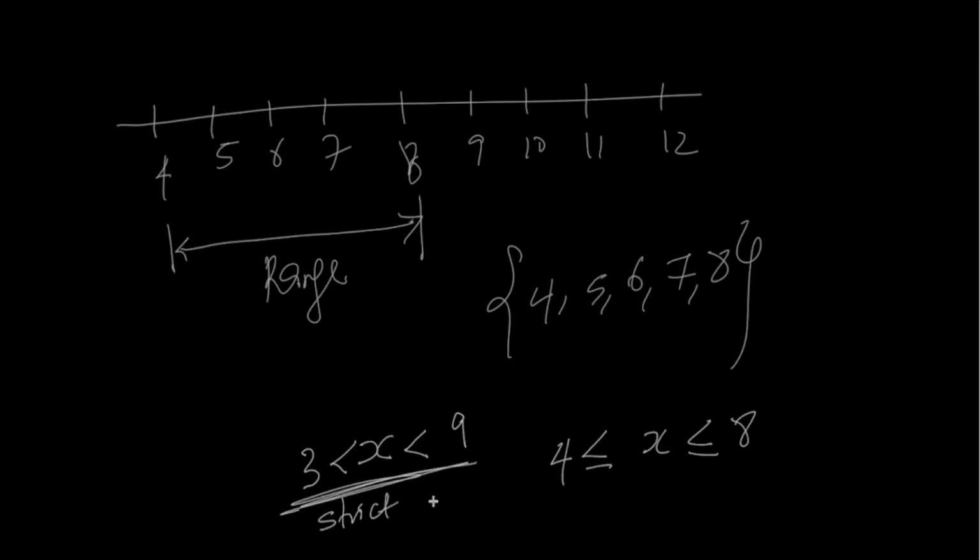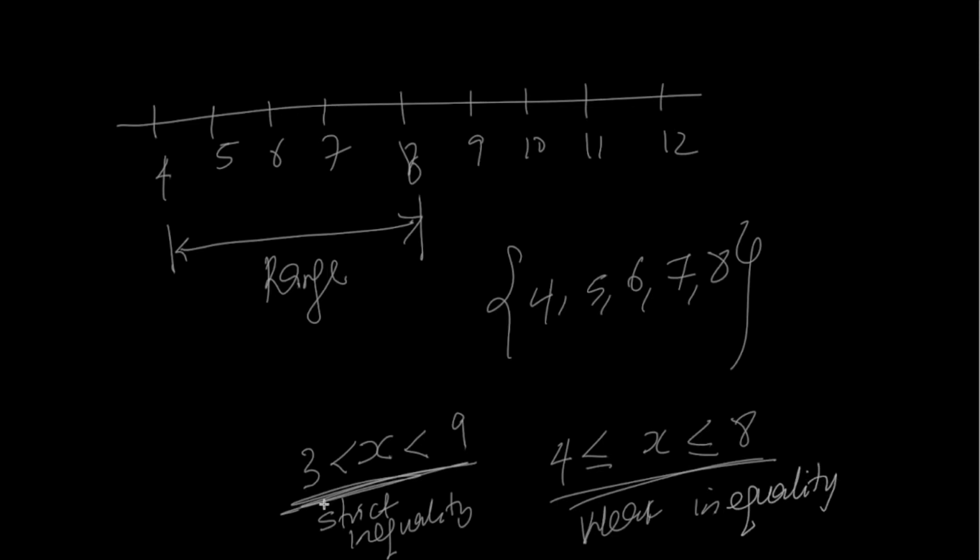Straight inequality. And this one is what? Weak inequality. Okay? Why are we calling this one straight inequality and this one weak inequality? Although they are speaking the same language, they will produce the same result. But why is this one called straight and this one called weak? This straight inequality means that the boundary or limit numbers will not appear in the result. As you can see, 4 and 8 are not here. So this is 3, this is 9. 3 and 9 are not part of this result.